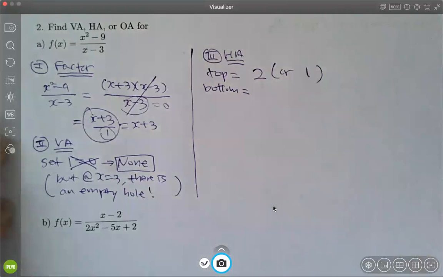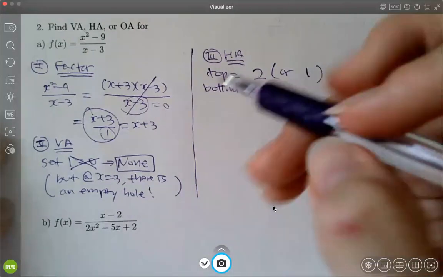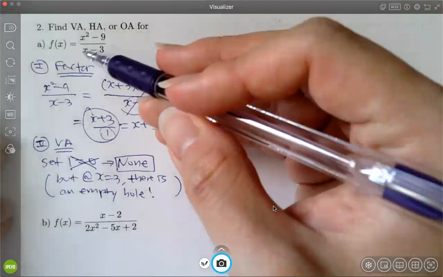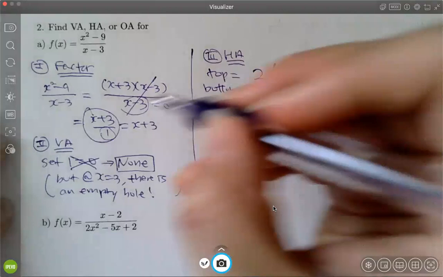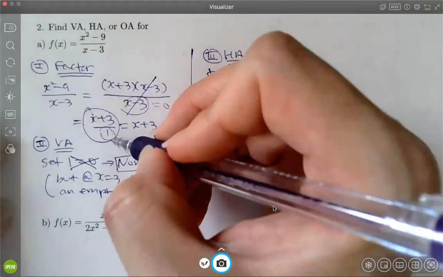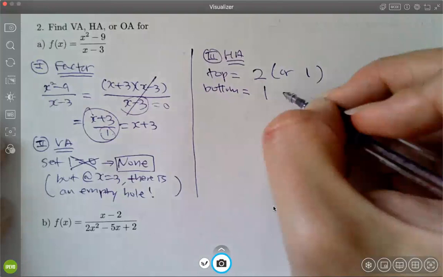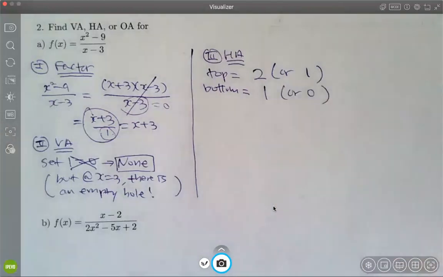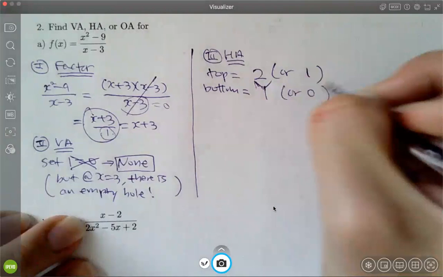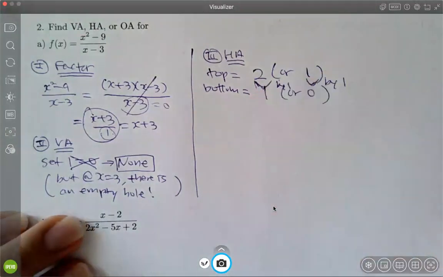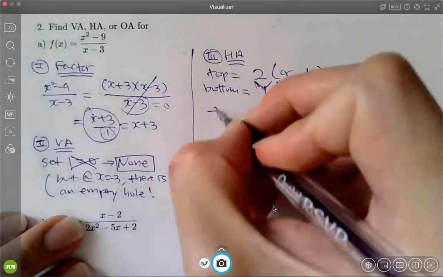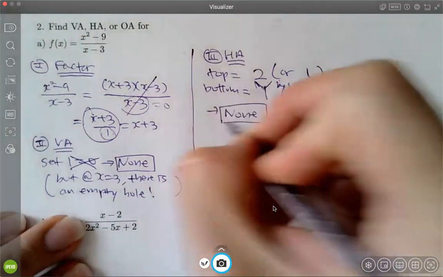Now, for the bottom degree, so what's the bottom degree? So if you look at the original function, the bottom degree is 1, right? But if you look at this new function, which is just 1 as the denominator, what's the degree? 0, right? Okay, so no matter which function you are looking at, what do you observe? The top degree is bigger by 1, right? So what does that mean? First of all, there's no horizontal asymptote, but is there any oblique asymptote?